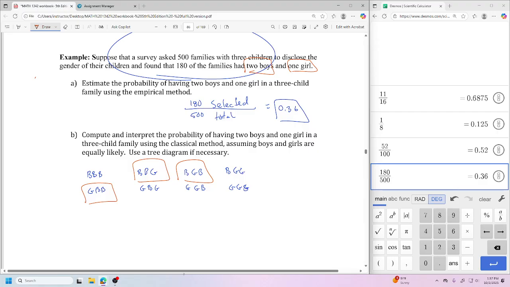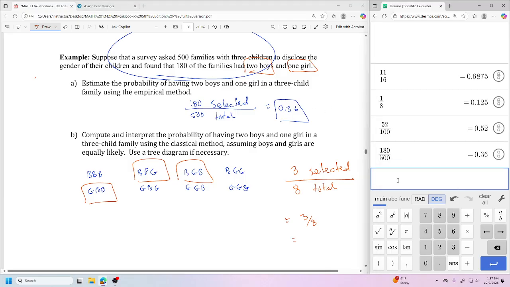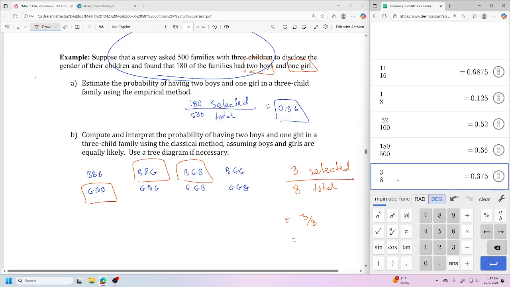So, anyways, what we got now is three selected. But what would be my total? Like, what's my total amount here? I got eight, right? Eight of them. Yep, eight of them would be my total. And so then my answer would be 3/8. Or if I go to the calculator for that, 37. Basically 37 or 38 percent. And we had 36 when we actually calculated it.